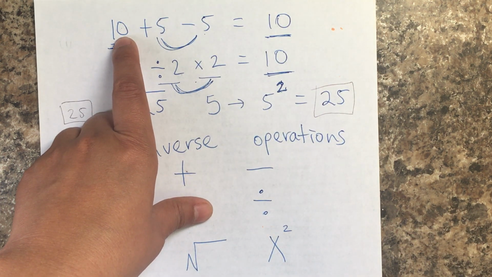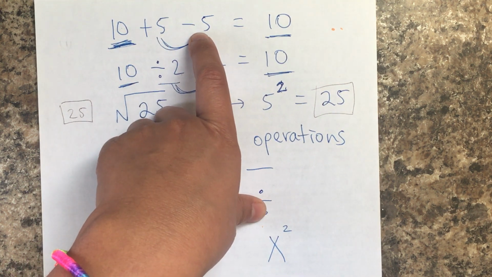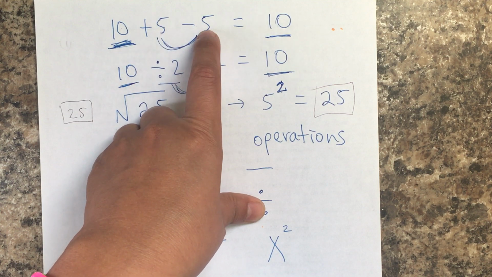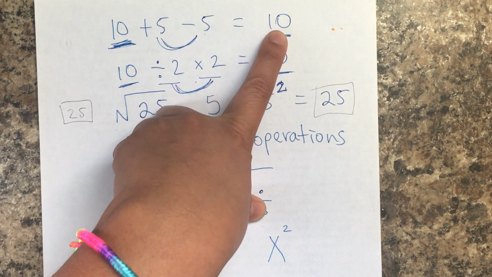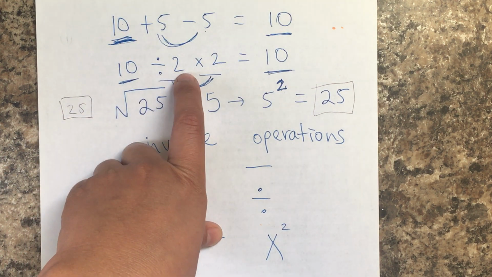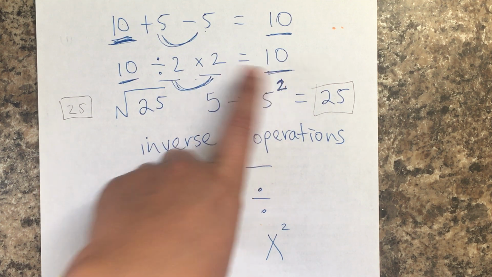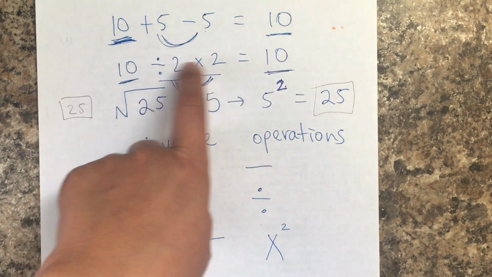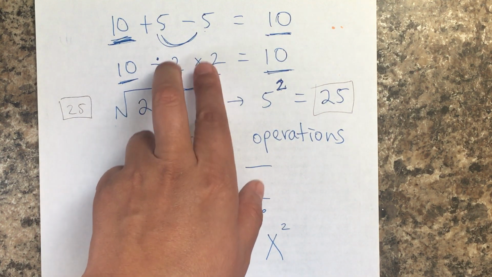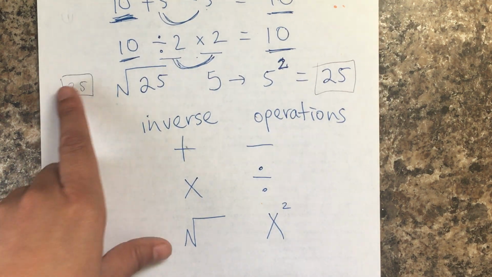If you start with 10, you add 5, that's 15, but then you subtract 5, you go back to 10. So as you can see, adding and subtracting the same number cancel each other. If you have 10 and you divide by 2, you get 5, times 2, you get 10 again. Again, you start with 10, but then you divide it and then multiply, and that cancels each other, so you go back to the 10.